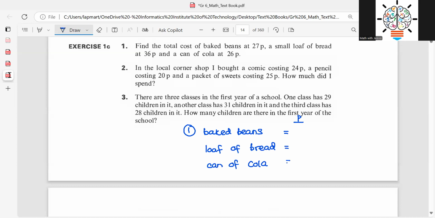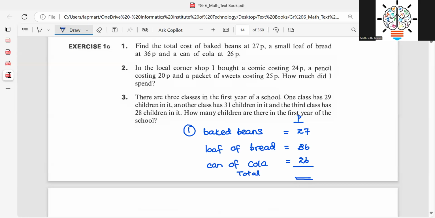As you just see, they are in one line. Baked bean, it is 27 pence. And then the loaf of bread, it is 36 pence. And then the can of cola, it is 26. We just see how I can get the total cost, right?